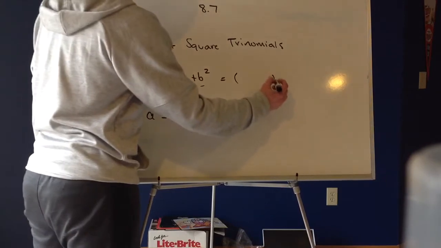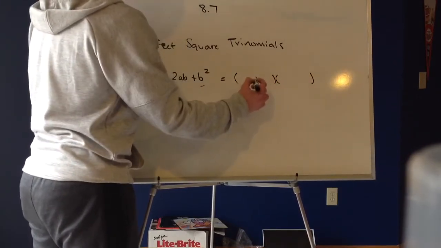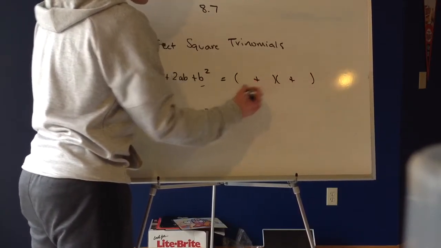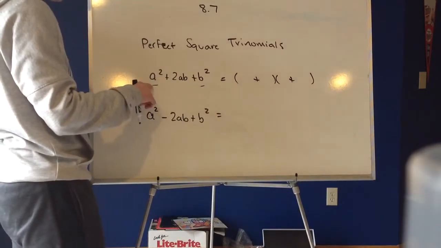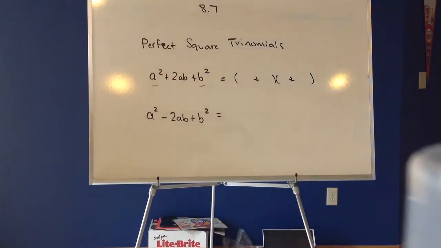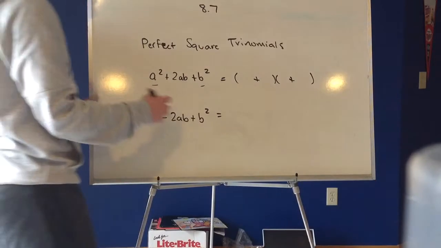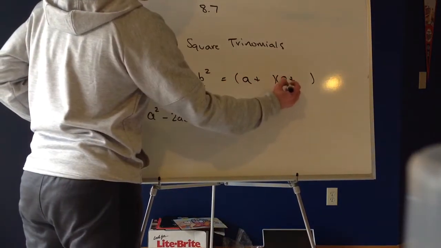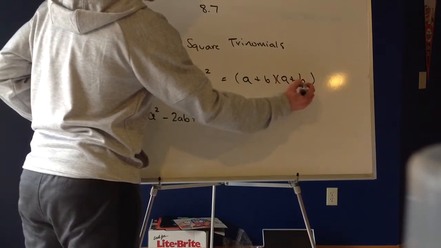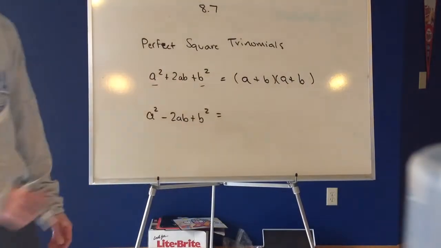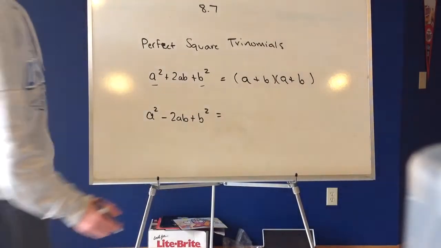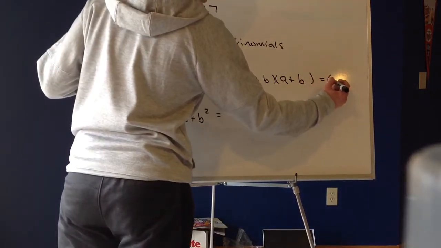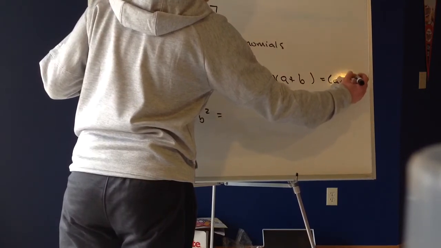So for example, with this one, we know that both the signs would be positive. And then what you just want to do is take the square root of each piece. The square root of a squared would be a, square root of b squared would be b. It's the same thing in both sets of parentheses. And then sometimes you will also see that written as (a plus b) squared.